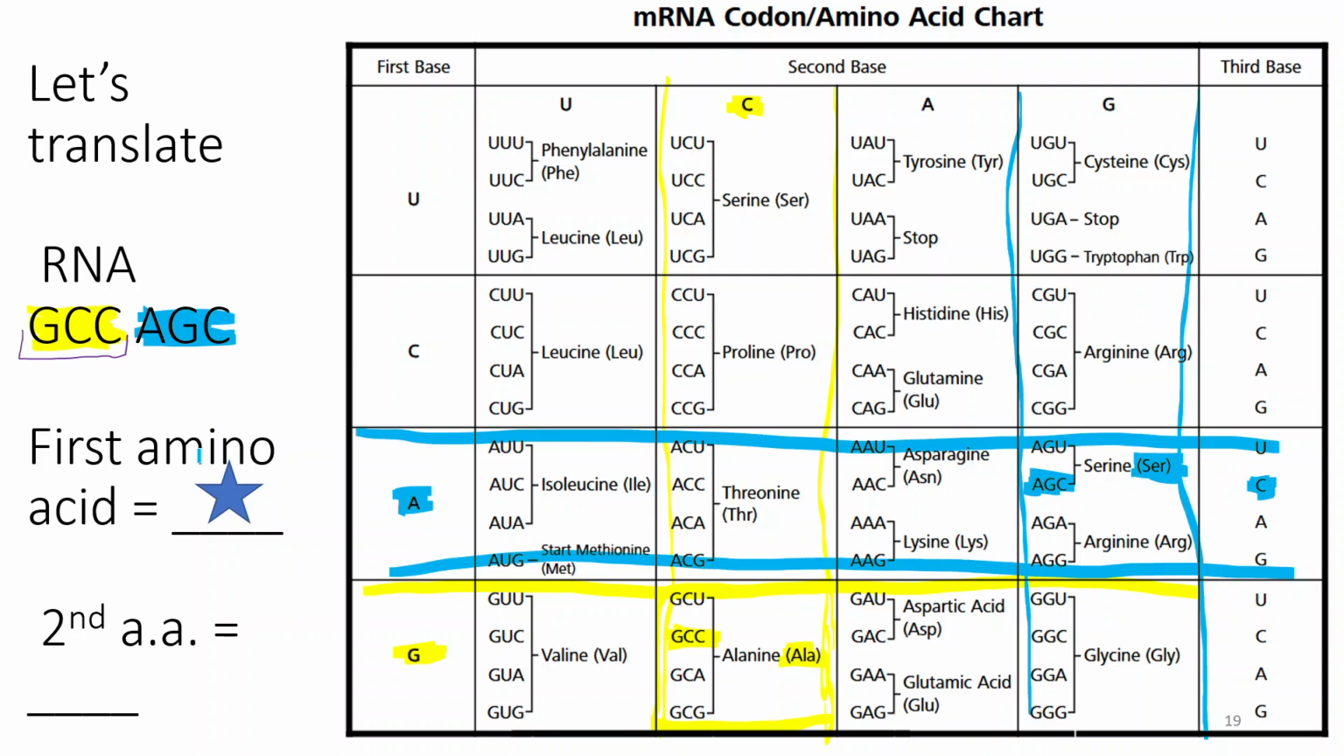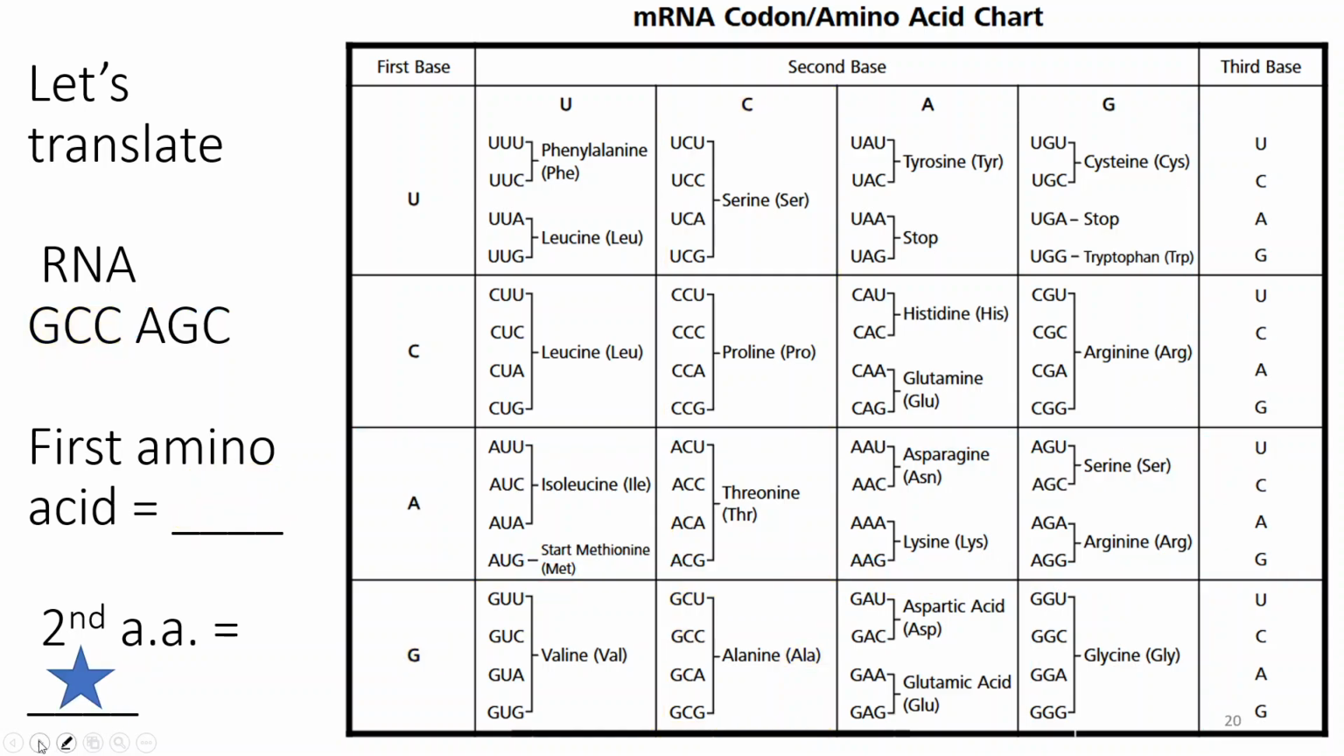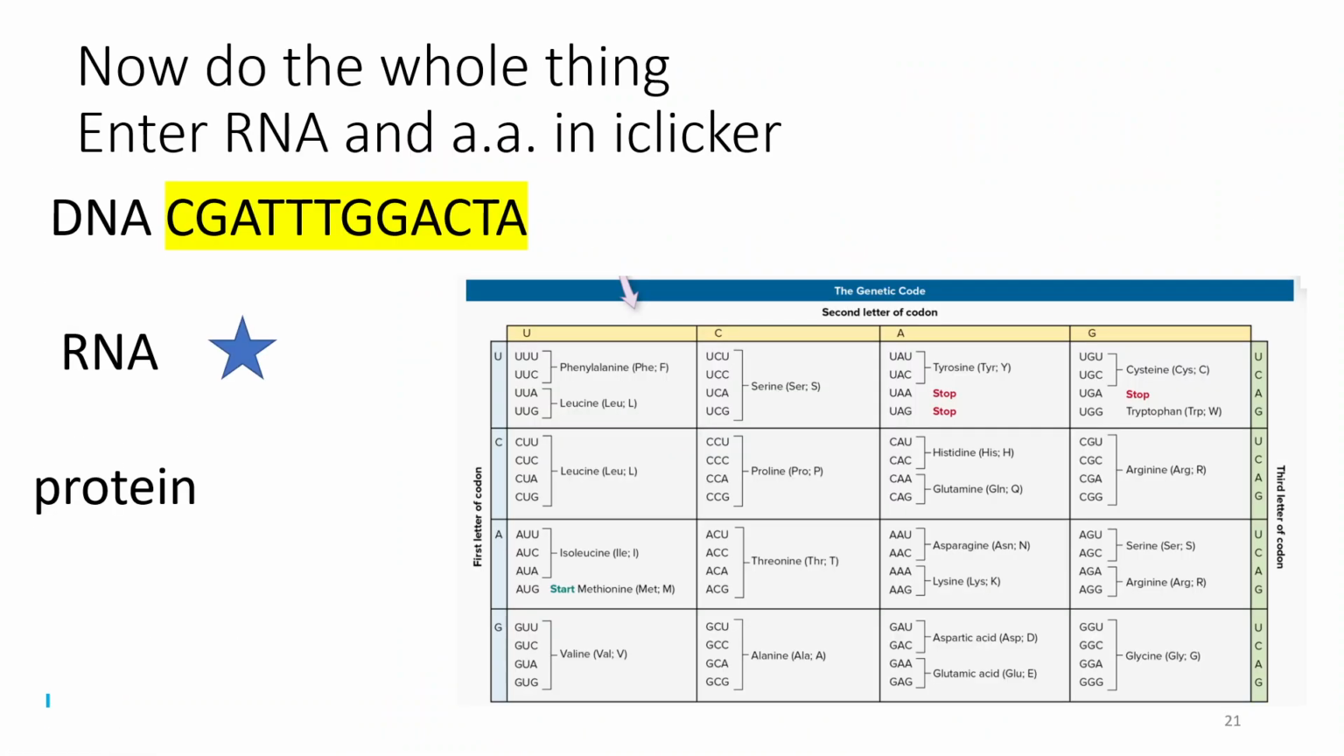Okay. So in iClicker, you'll have a question for the first amino acid. That's this one. And then you'll have a question for the second amino acid. That's this one. Okay. So that's iClicker. All right, so now we are going to go from DNA to protein.